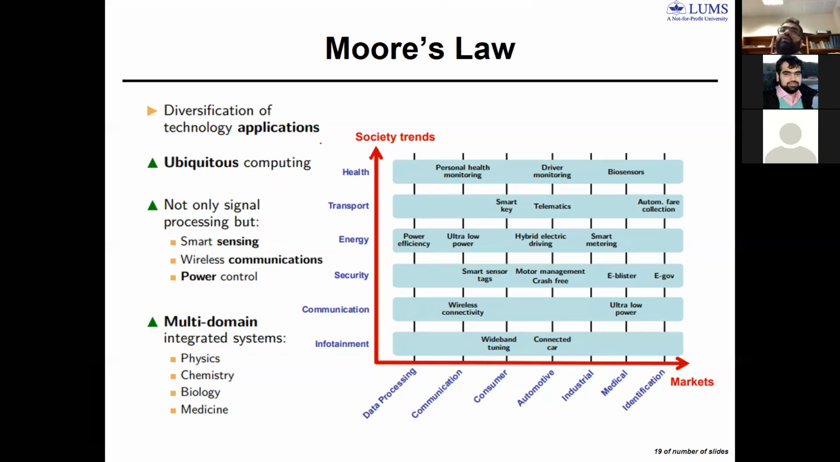At LUMS, we are doing a couple of good works in IC design. That's one of the leading universities in Pakistan working in IC design. A couple of universities have also initiated this. I will describe that in a couple of minutes.